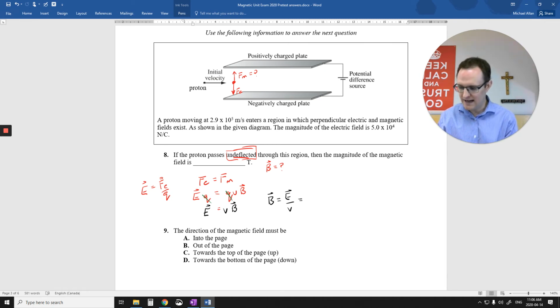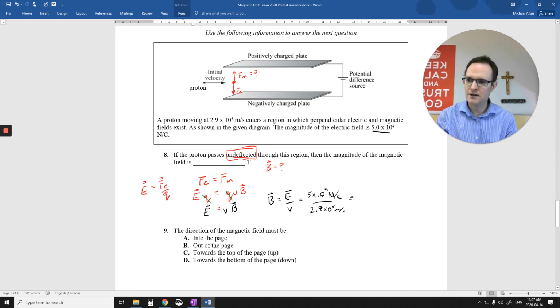So I got 50,000 for my electric field. This 5 times 10 to the 4. I'm going to put that number right there, newtons per coulomb. And then I have the speed of this. I got 290,000 meters per second. Okay. Let's just divide those two numbers.